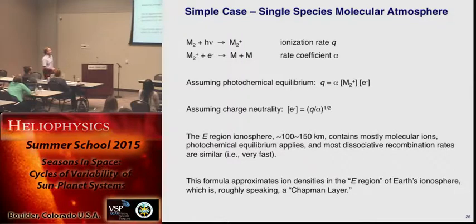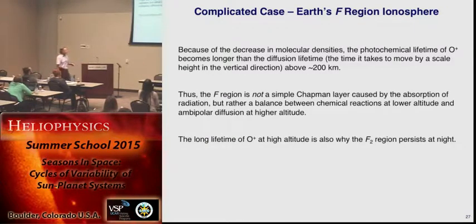And in the E region, where you mostly have molecular ions, it's mostly in equilibrium, and the chemistry is very fast, and the dissociative recombination rates are all pretty much the same because they're so fast. This kind of works. And so this formula is approximately right, and that means that the E region is, in fact, created by a Chapman layer of ionization, and it's a pretty good-looking layer. It's really a region, but we call it a layer.